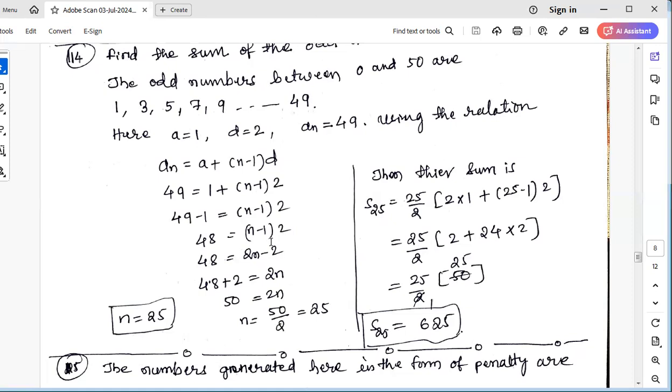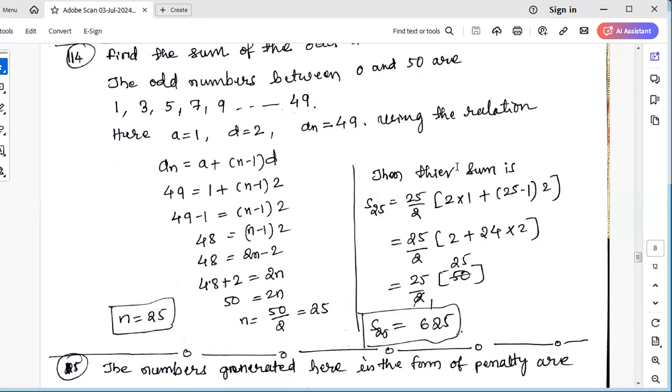Or you multiply this to this bracket, 48 is equal to 2n minus 2. And take this minus 2 to this side, it becomes 50. So 50 is equal to 2n, or n is equal to 50 by 2. That means 25. So there are 25 terms in this given AP.